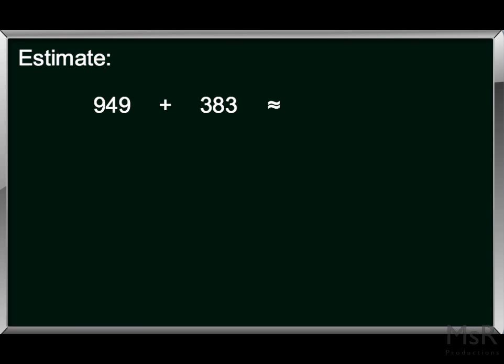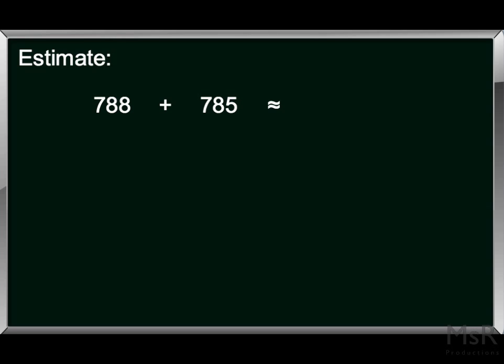So we're going to take a look at 949, and we're going to round that to the nearest hundred, which would be 900. And if we round 383 to the nearest hundred, we'll end up with 400. And so it will look like this. We round down for 949, round up for 383, and we end up with 900 plus 400. We add those together, it gives us 1,300. And so 949 plus 383 is approximately equal to 1,300.